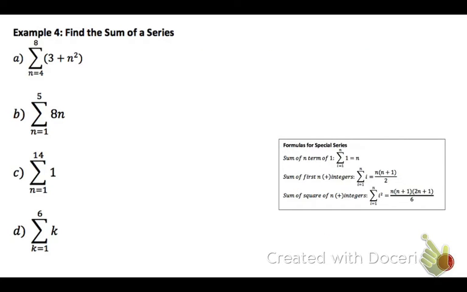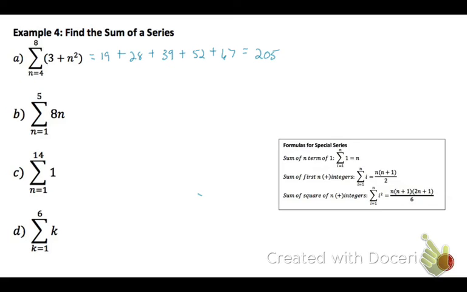Now we're going to find the sum of these. In A, we have a series that ranges from term 4 to term 8. So I'm going to plug in 4 and then 5, 6 and 7. So 4 squared is 16 plus 3 is 19. 5 squared is 25 plus 3 is 28. 6 squared is 36 plus 3 is 39. 7 squared is 49 plus 3 is 52, and on to 8. Then I add all those up, and the sum of the series equals 205.